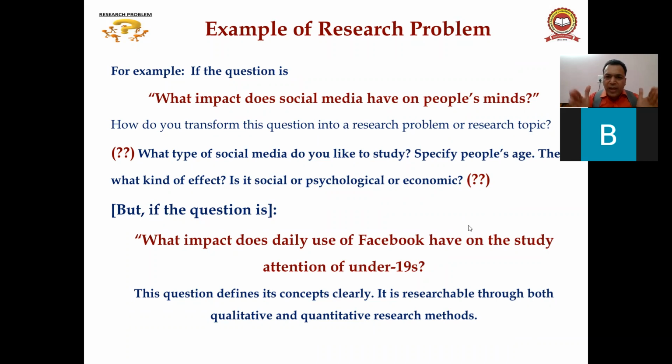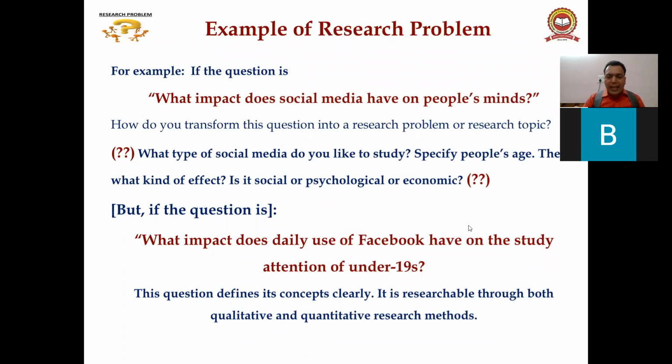Why? Because it is vague. Because in this question, number one, we are unaware what type of social media impacts people's mind. Number two, we are not specifying what kind of people would be affected by the social media. People can be small children, adolescents, or adults, right? Such types of questions do not become the research problem.